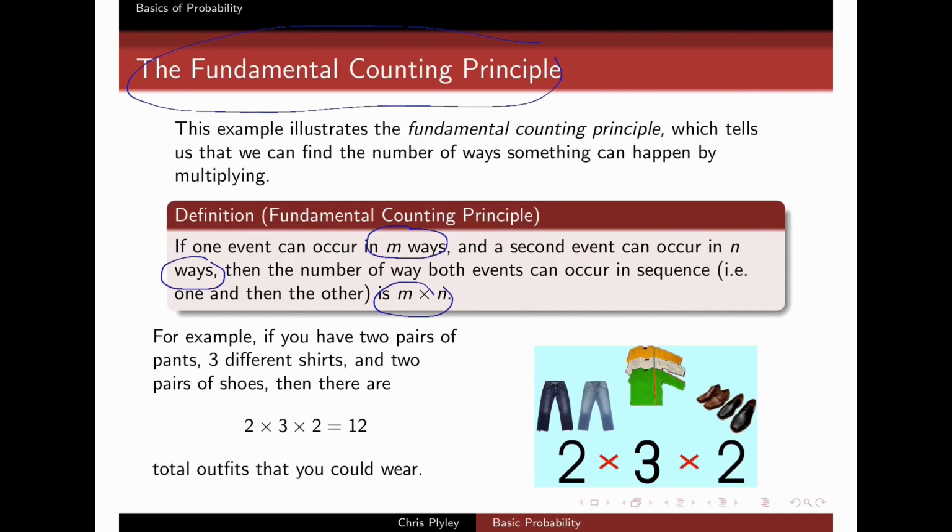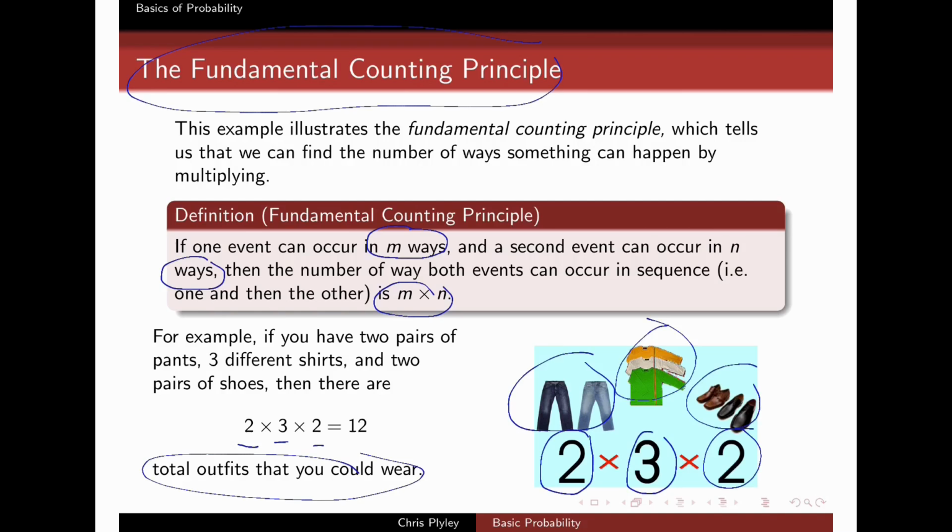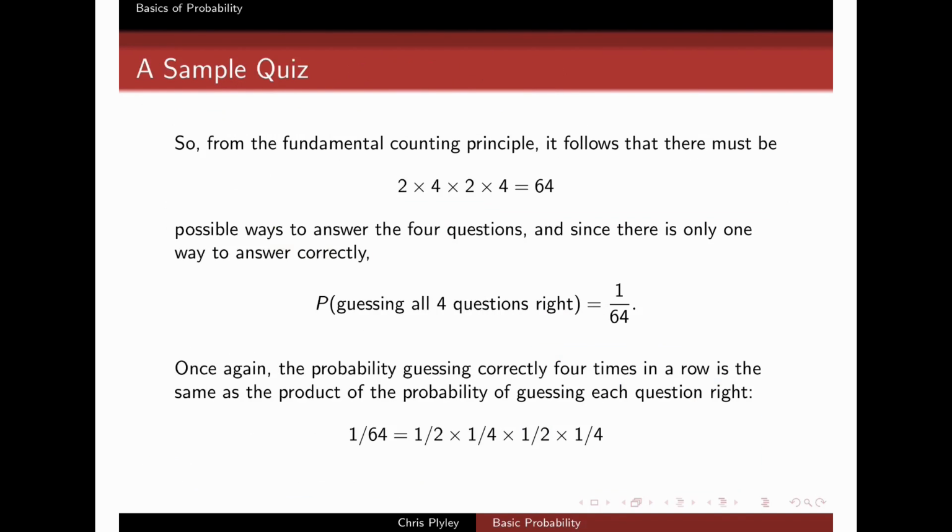For example, if I'm waking up in the morning and I need to put on a pair of pants, a shirt, and a pair of shoes, and if there's 2 ways I can make my first choice, I can pick one of 2 pants, 3 ways I can make my second choice, and 2 ways I can make my third choice, then the total number of ways that I can get dressed, the total size of this sample space, is going to be 2 times 3 times 2, which is 12 total outfits that I could wear.